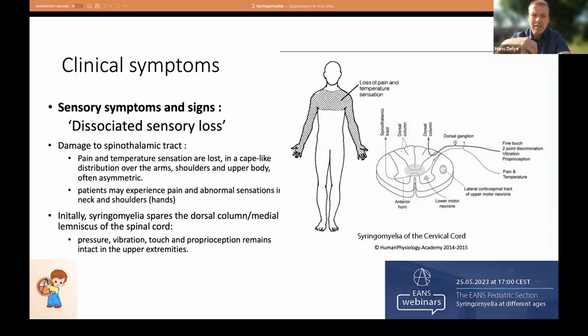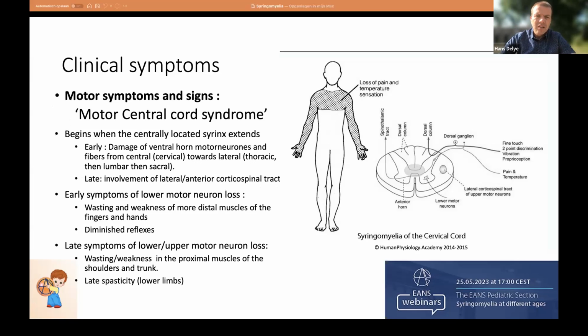Patients may also experience pain and abnormal sensations in the neck and the shoulders or in the hands. And initially, when it's still small, it spares the dorsal column and the medial lemniscus. So the pressure, vibration, touch, proprioception remain intact in the upper extremities. Looking at motor problems, that mostly starts a little bit later on when the centrally located syrinx will start to extend, and in an early state it will damage the ventral horn motor neurons and the fibers from the cervical, and then the thoracic, and then the lumbar, and then the sacral parts. And in a late state it will involve the lateral and anterior corticospinal tract.